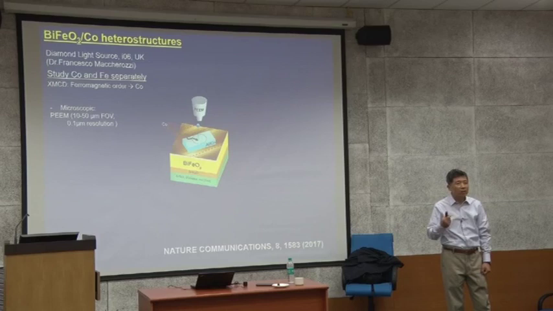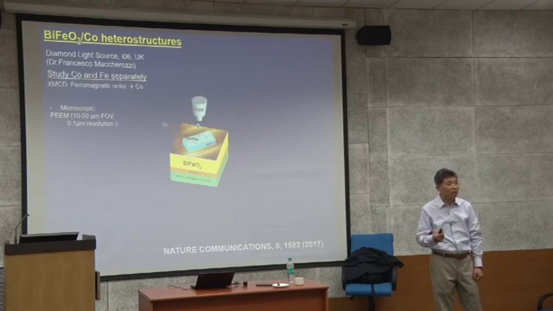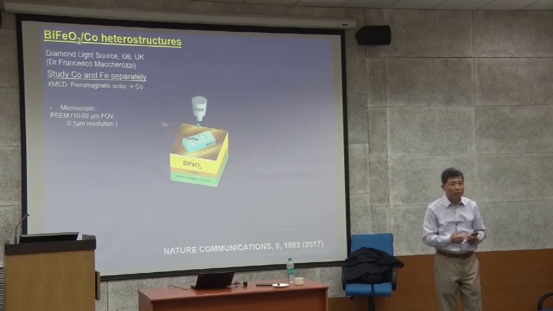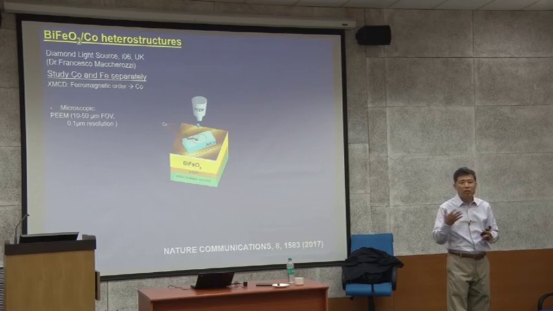Do you know what XMCD and XMLD are? Linear dichroism and circular dichroism are the ways you can determine antiferromagnetic order or ferromagnetic order by imaging, and then you can determine the structure. So there are a lot of you doing magnetic work. For magnetic work, you can do many different kinds of measurement.